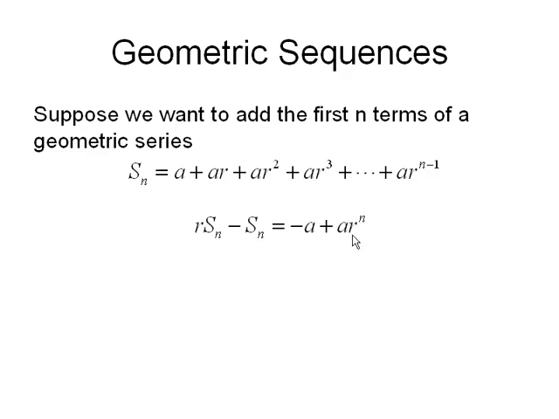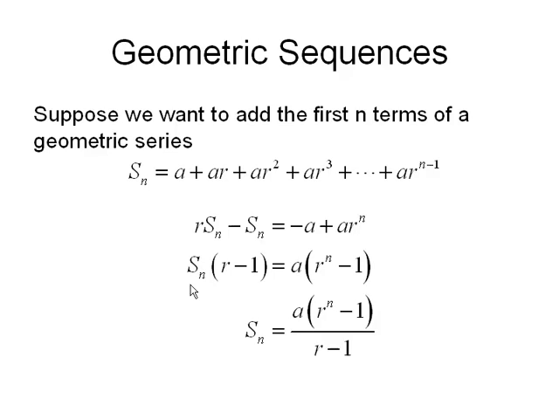I'll notice that there are some things in common on each side. So let me factor out the common S sub n. So I have S sub n times r minus 1. And I'll also factor out the a and rearrange the terms a little bit. So I have a times the quantity r to the n minus 1. We're looking for what S sub n is equal to, so I'll divide both sides by r minus 1. So I end up with S sub n equals a times the quantity r to the n minus 1, and in the denominator r minus 1.